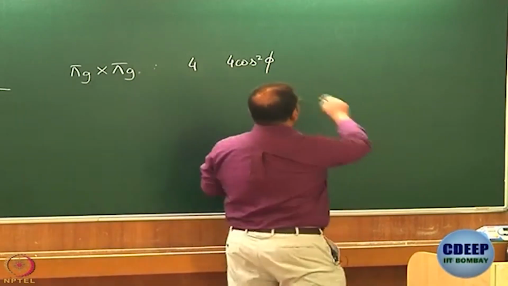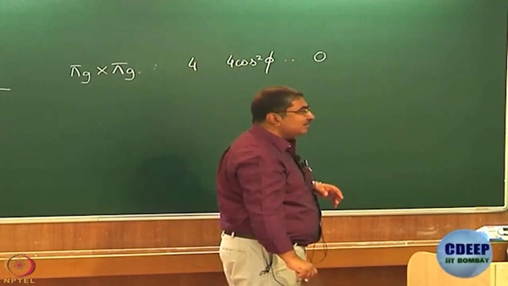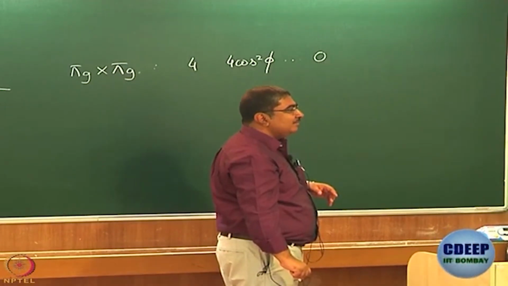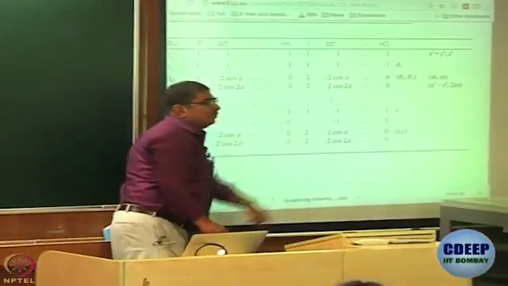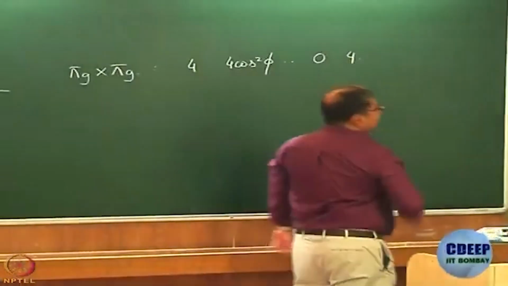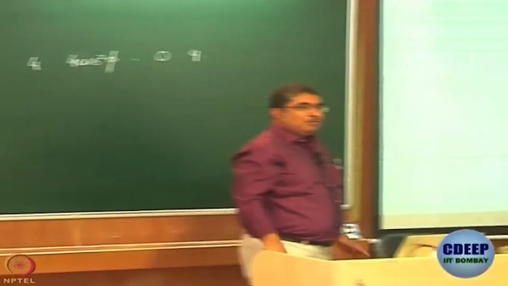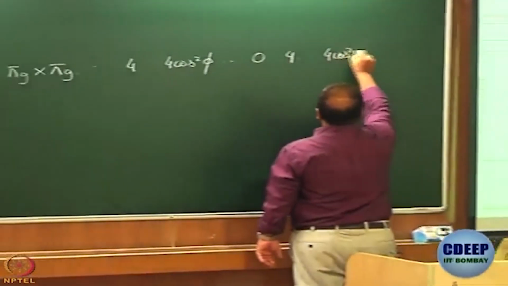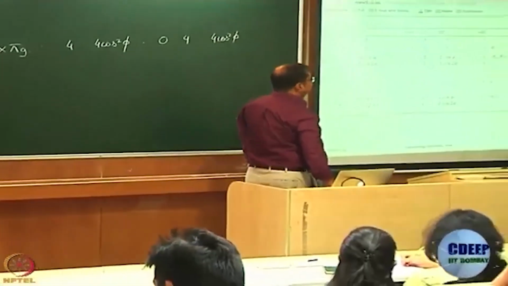Third one is very easy, even I can do it. 0 multiplied by 0 is a 0. What is the fourth one? Pi g cross pi g. Fourth one, cos square, that is done. What happens when you multiply 2 by 2? 4. Excellent. Then yes, 4 cos square phi again, plus or minus. Okay, if you say so. Then 0.